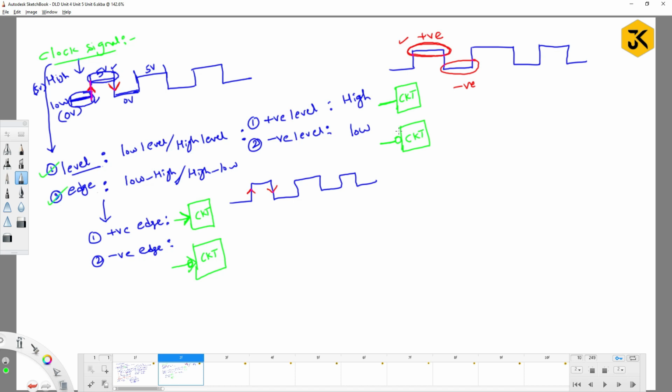Okay, fine. If you understood these meanings, I will go with some examples.